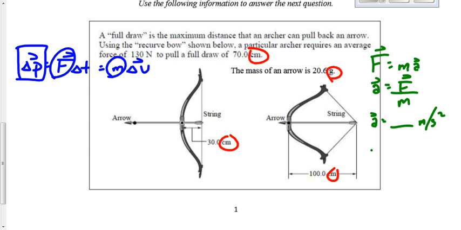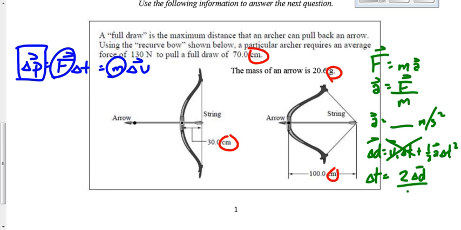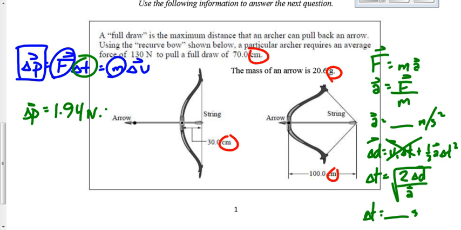How about this? Why don't I try this? d is equal to vi t plus 1/2 a t squared. Is that a valid equation? Sure it is. It's accelerating. vi is 0. I'm going to say t here is equal to the square root of 2 times d over a. Right? The 2 goes up by multiplying, a goes down by dividing, and then we get a square root. So, oh, look at that. I don't know what that time is, again, because I didn't do it this way. But once you've got that time, you can sub it in there and say F times delta t is whatever. Works out, by the way, to be 1.94 Newton seconds.